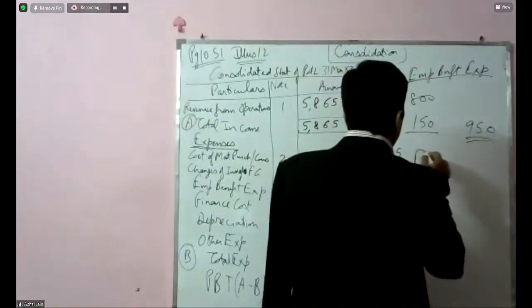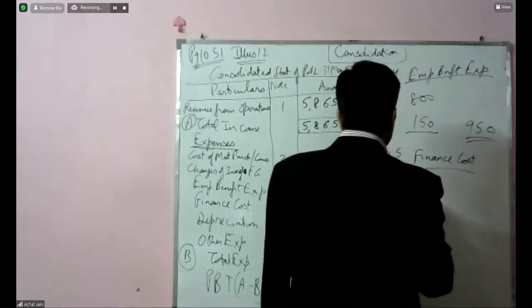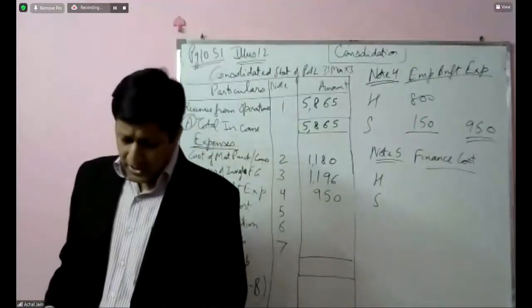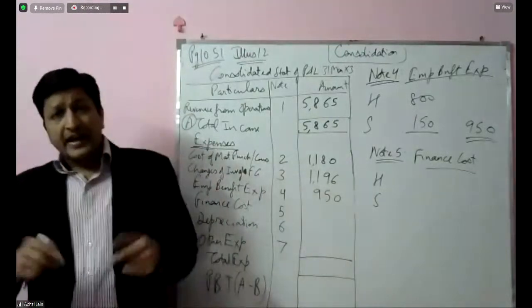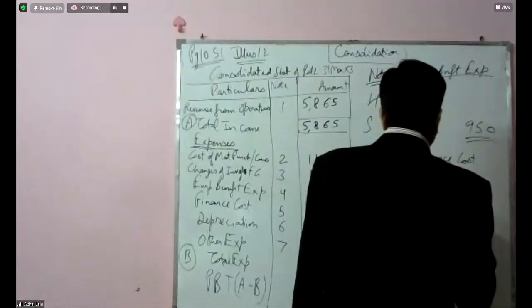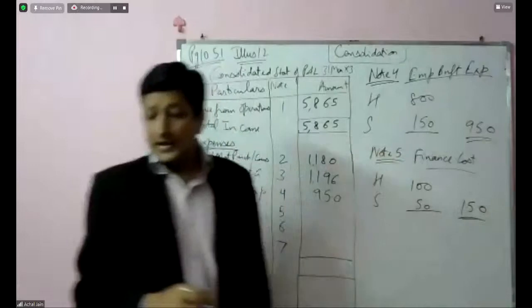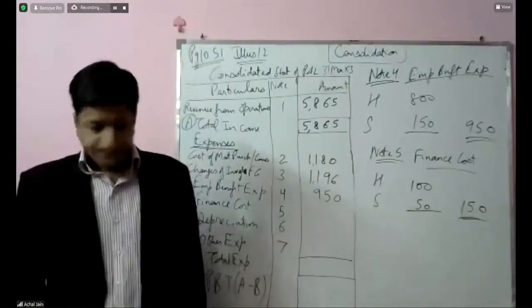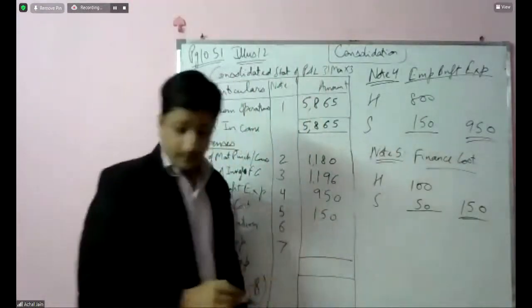This is finance cost. For finance cost, H and S, this is 150, and here again there is no adjustment. This is 150. Here again there is no adjustment. Okay. 150.